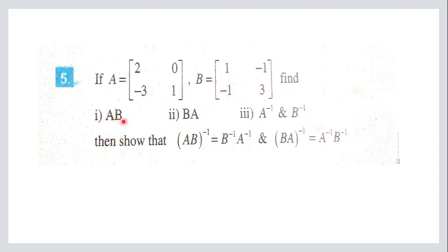We need to find AB, and then we need to find BA, and then A inverse, and then B inverse, and then finally we need to show that (AB) inverse is equal to B inverse multiplied by A inverse, and (BA) inverse is equal to A inverse B inverse. Alright, so let's go to the solution.